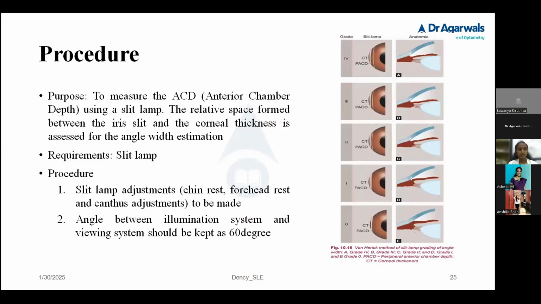Procedure purpose: to measure the anterior chamber depth using a slit lamp. The relative space formed between the iris slit and the corneal thickness is assessed for the anterior chamber angle width estimation. Requirement, slit lamp procedure. Slit lamp adjustments to be made: the angle between the illumination system and viewing system should be kept at 60 degrees.